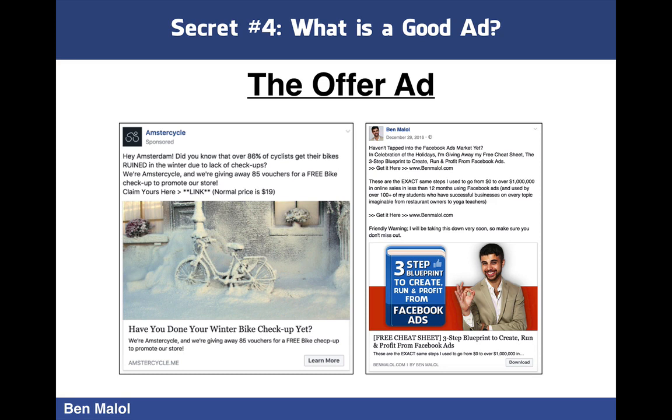That's the Amstercycle ad. And now my ad, the Ben Malal ad: the customer is somebody that wants to learn Facebook ads or hasn't learned Facebook ads, and the offer is a free cheat sheet, the free blueprint to create, run, and profit from Facebook ads. Okay, I know the customer, and this is the offer. The offer basically works on the pain of the customer.